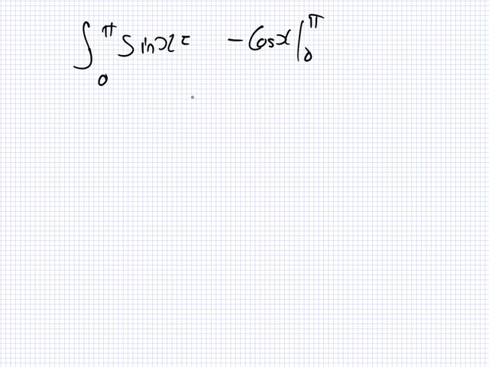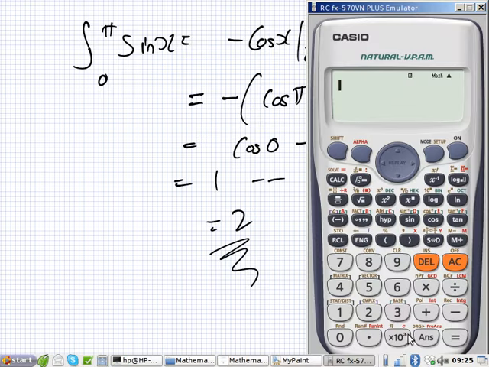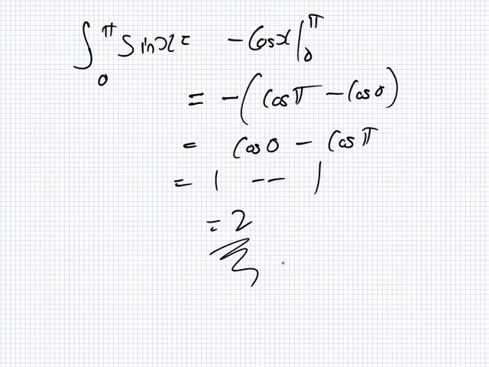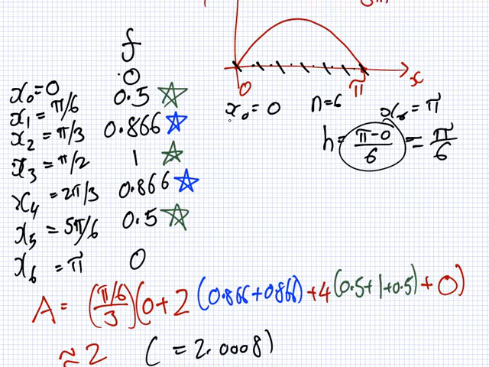If you integrate from 0 to pi sine x, that's minus cos x from 0 to pi, which will be minus cos pi minus minus cos 0. Which would be cos 0 minus cos pi, which would be 1 minus minus 1, which is 2. So it's actually exactly right, although not really exactly right, because it should have been 2, and I got 2.0008. Pretty close, though. So it was a little bit too big, but that's pretty good.